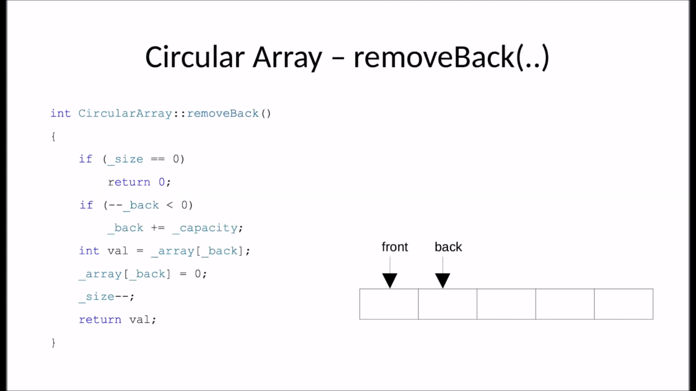The remove back function works very similarly. It first checks if the array is empty by comparing size to 0. If that's the case, it returns 0. Otherwise, it decrements back by 1. If it goes below 0, then it adds back to capacity. So capacity is the length of the array. Adding -1 to it would be 4, and then storing 4 in the member variable back, so that back would point now to the last index or the last position of the array. Then it gets the value stored at that index, stores it in the val variable, clears the array at that position, decrements size by 1, and then it returns the value that was removed.